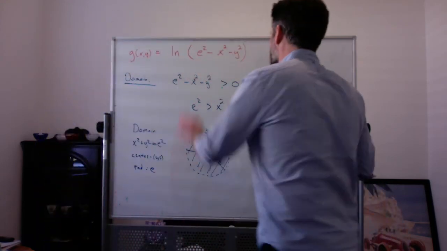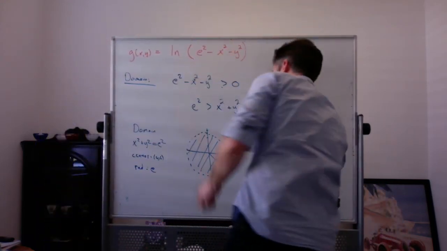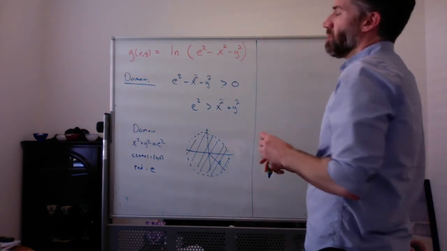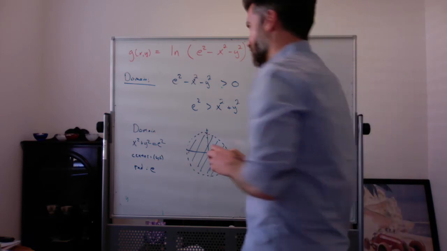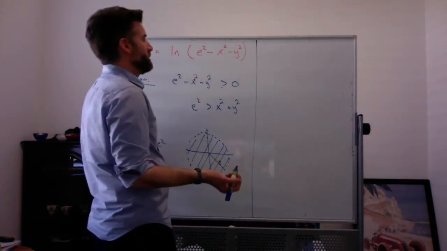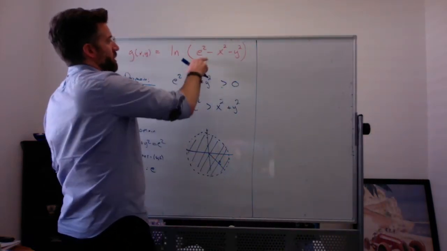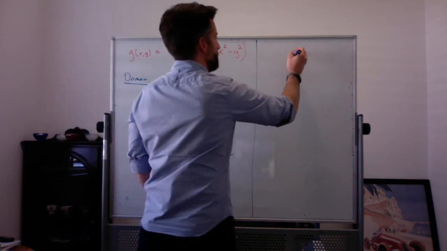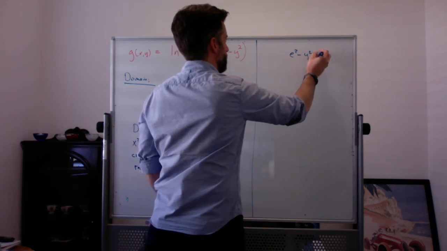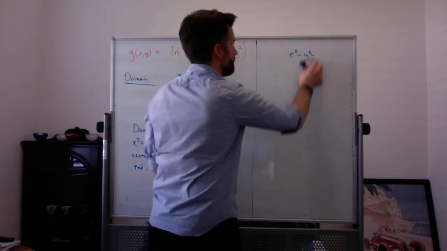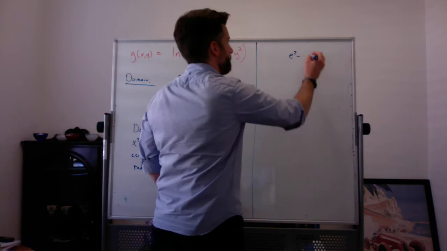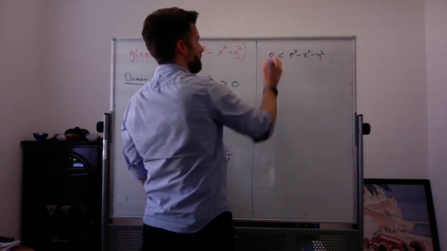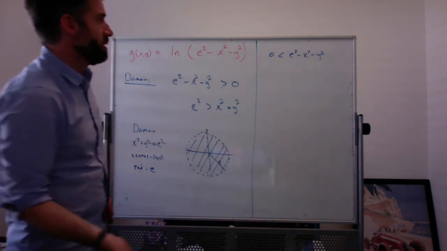For the range, well, for the range, we have a couple things going on. There's a number of ways to think about finding the range. Here, I'm just thinking, well, how big can this be and how small can this be? We know that e squared minus x squared minus y squared has to be bigger than 0, right? We just said that.